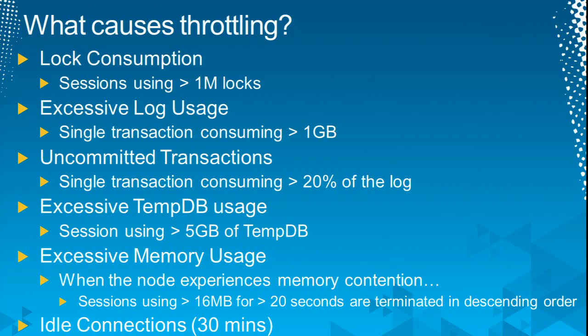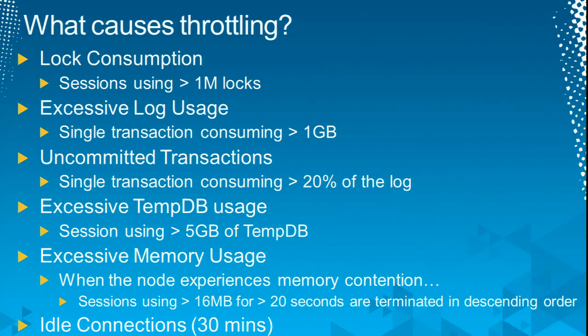So it's not all that bad. Excessive log usage: if you have a single transaction consuming greater than a gig of the log, you'll be throttled as well. That log file is super important to us for us to be able to back that thing up. Once again, it's all about keeping the system up and making sure we're resilient to failures and whatnot. Uncommitted transactions, same thing. If it's using greater than 20% of the log, you'll be throttled.